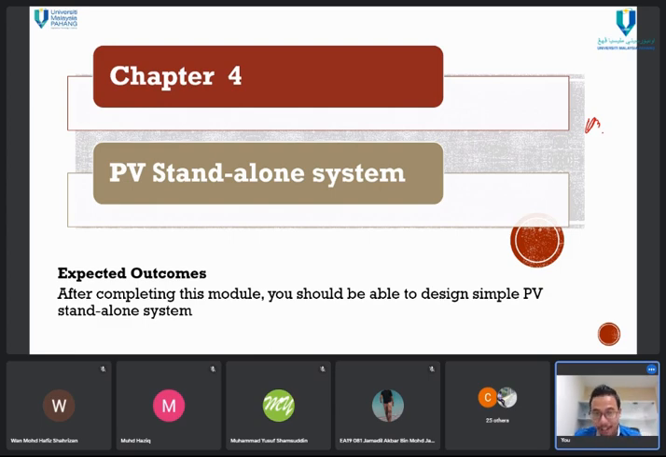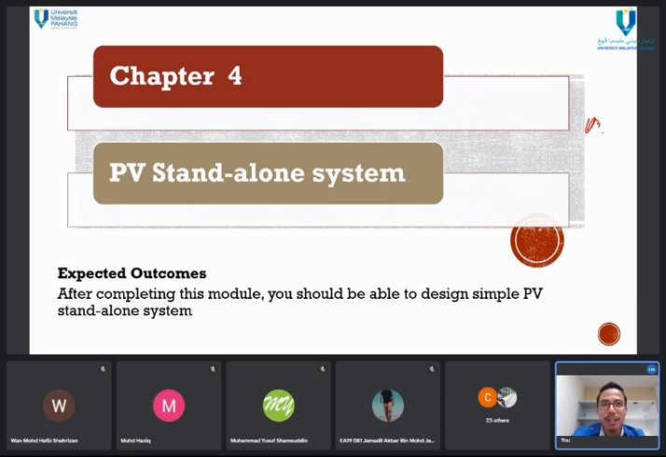As we promised, today we are going to proceed to the next chapter. Actually, we go back to the previous chapter, which is chapter 4. The grid connected PV system is chapter 5. Now we go back to chapter 4, which is standalone system. I think maybe some of you are waiting for this chapter, but don't expect too much.